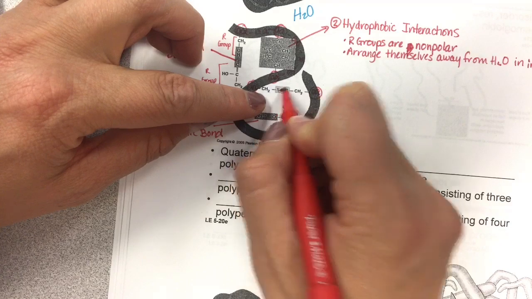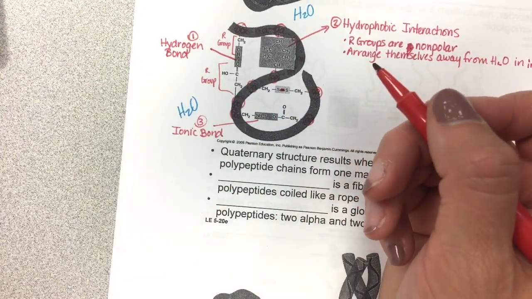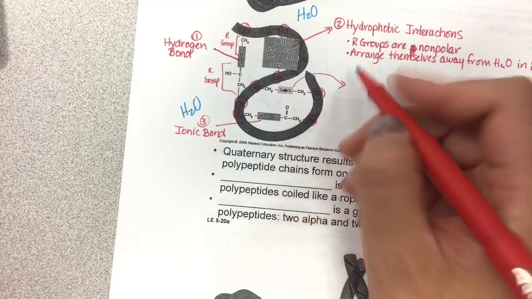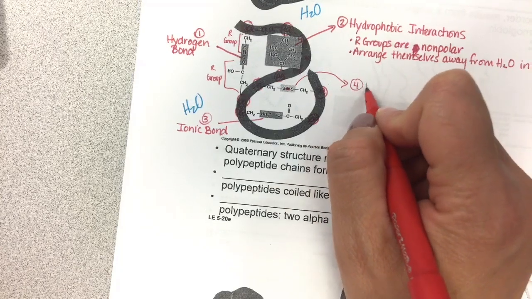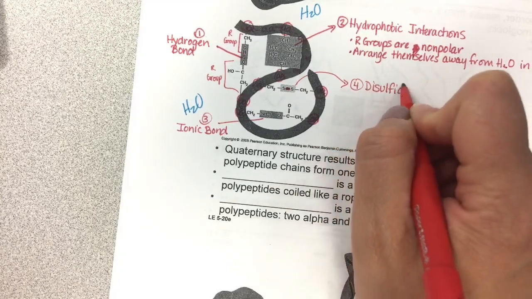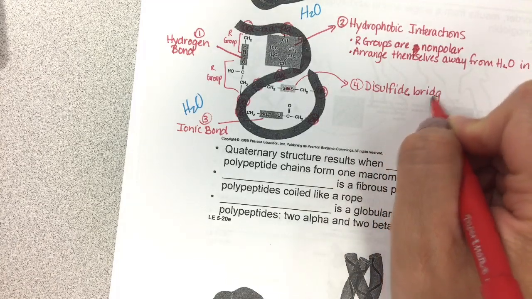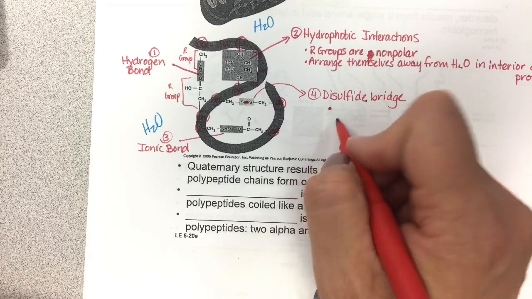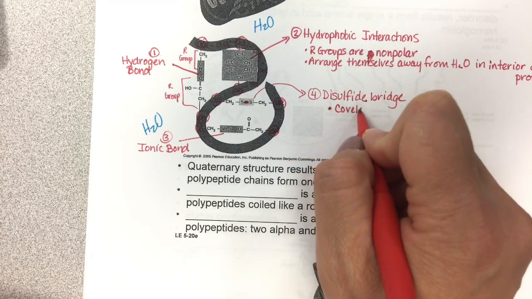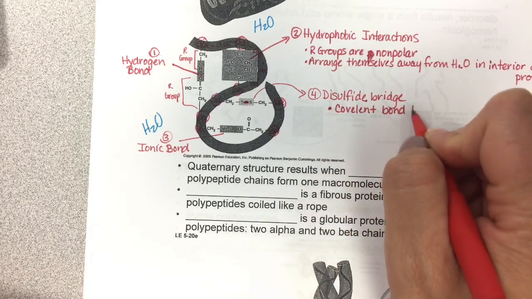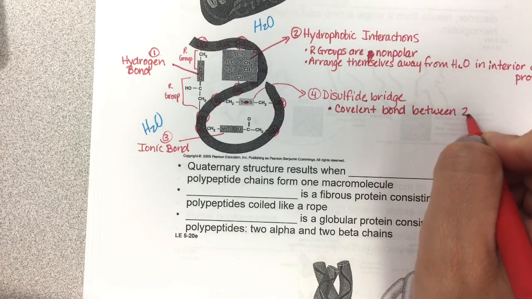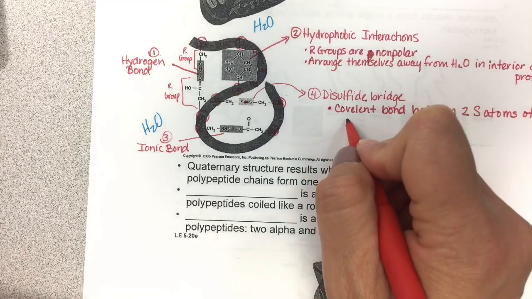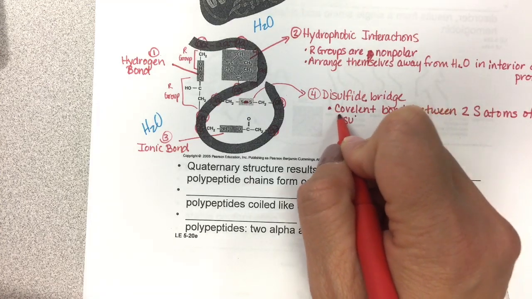Notice here, these S's are bonded together. And so this is called, it's right over here, this is the fourth, a disulfide bridge. The disulfide bridge is why it's strong. It has a covalent bond between two sulfur atoms of the sulfhydryl group, of two sulfhydryl groups.